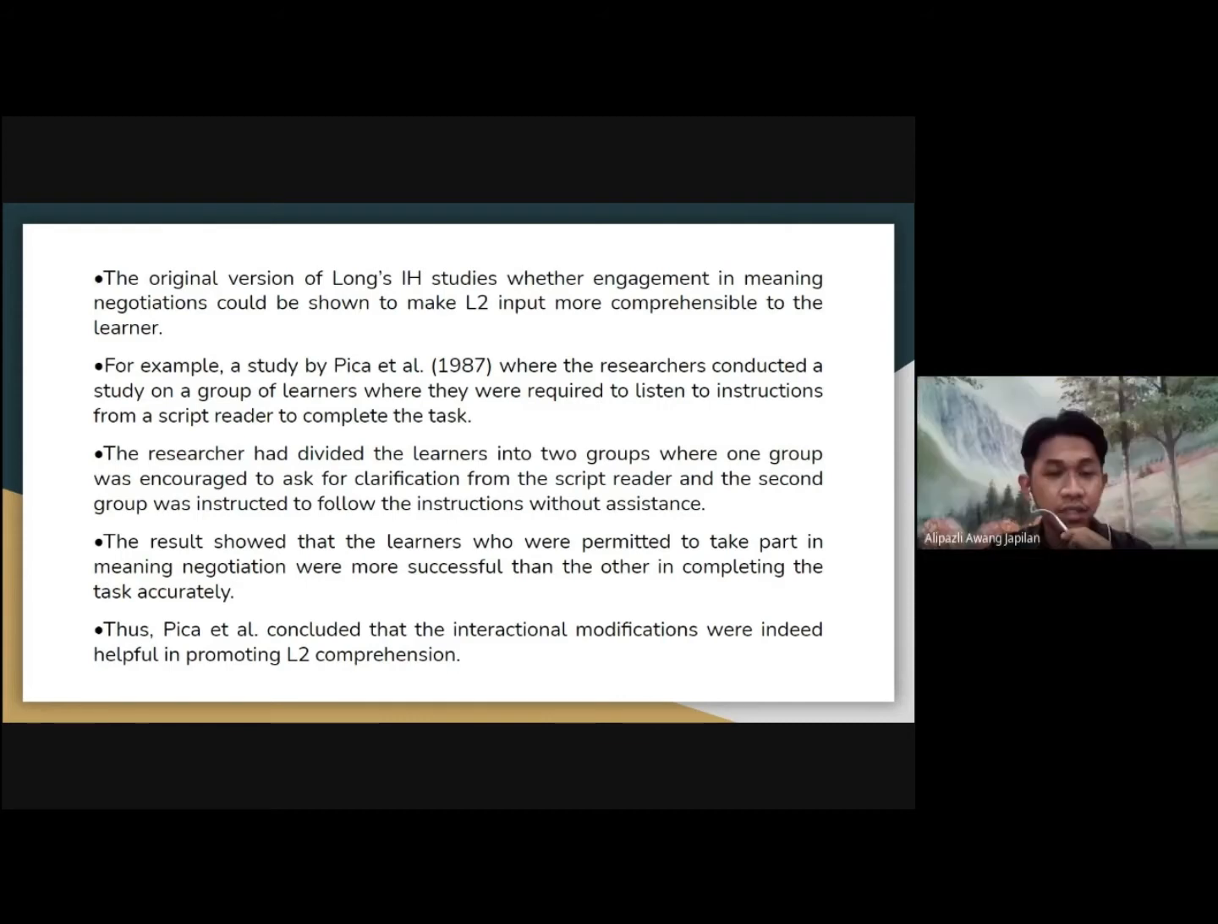The researcher divided the learners into two groups, where one group was encouraged to ask for clarification from the script reader, and the second group was instructed to follow the instructions without assistance. And then the results showed that the learners who were permitted to take part in meaning negotiation were more successful than the other in completing the task accurately. Thus, Pica et al. concluded that the interaction modification was indeed helpful in promoting second language comprehension.